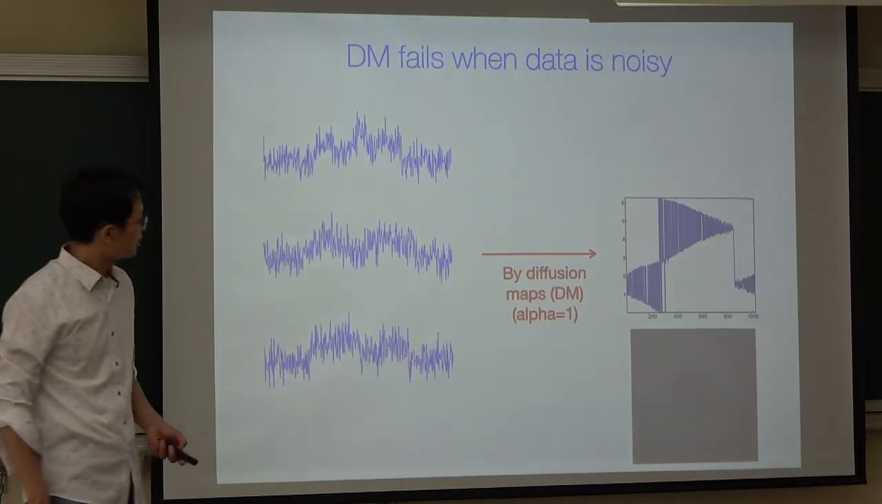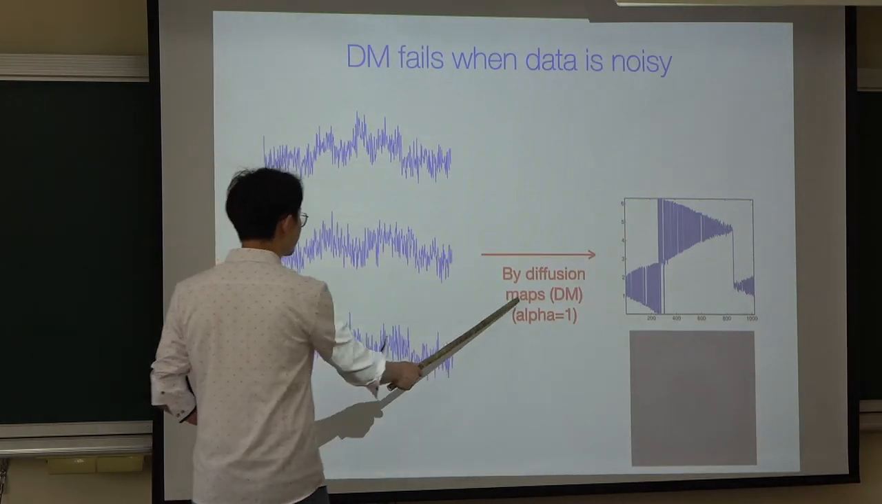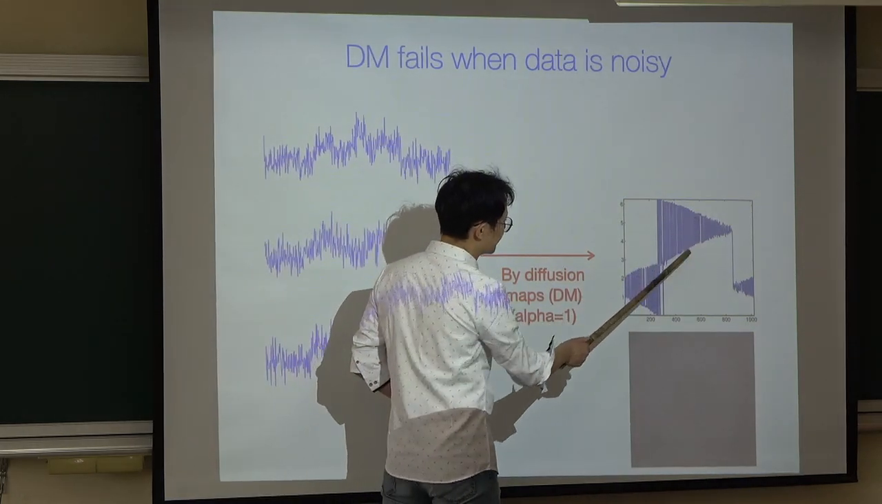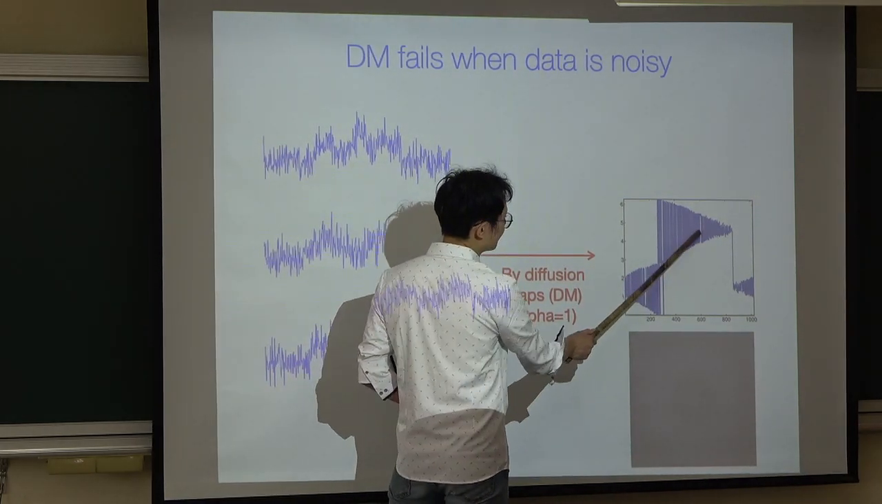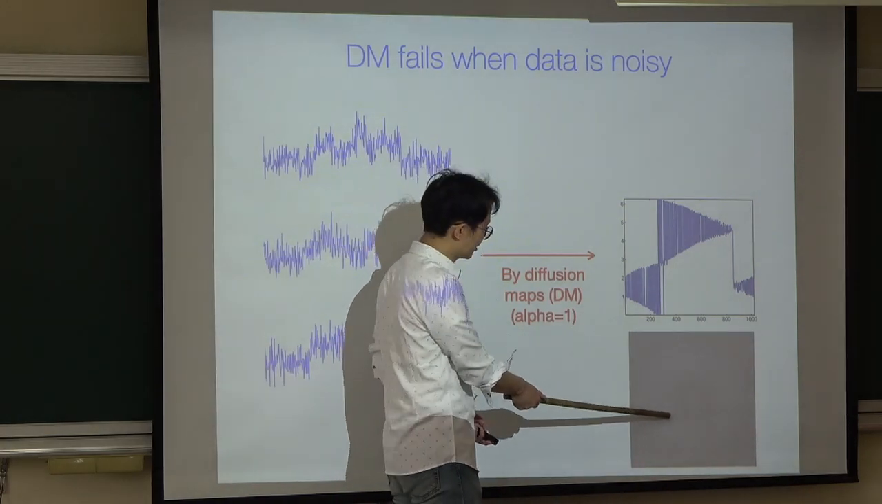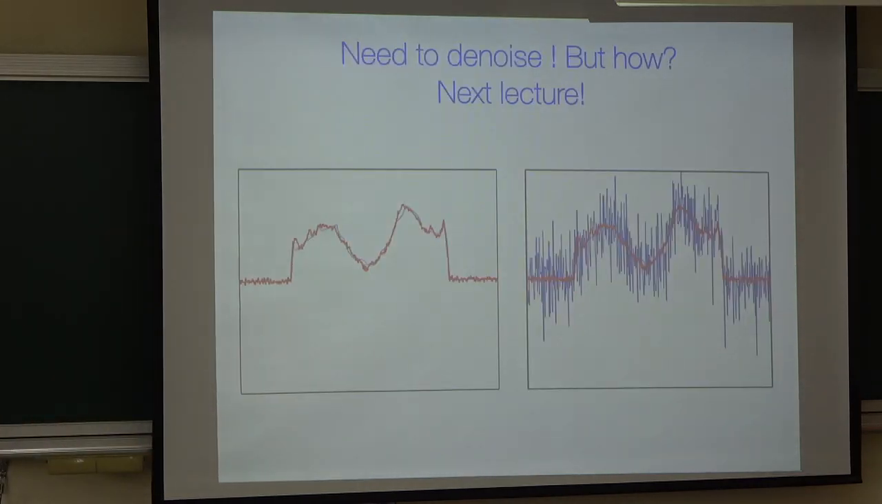But the problem is, sorry, diffusion map fails when noise is that big. That is, the projection direction you can recover has a lot of confusion, so that everything you get is like garbage. So we need to do something.